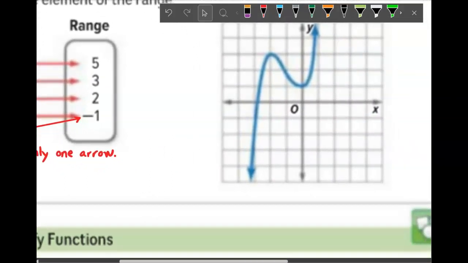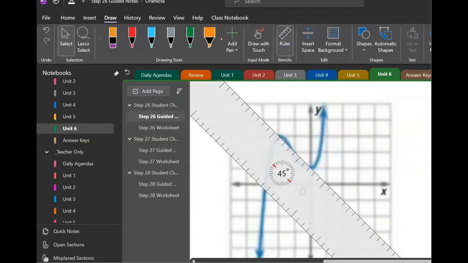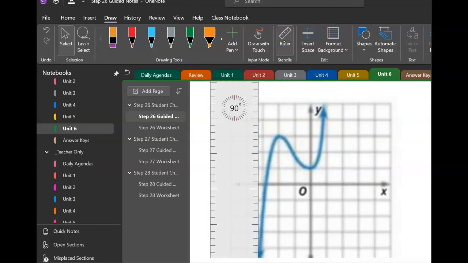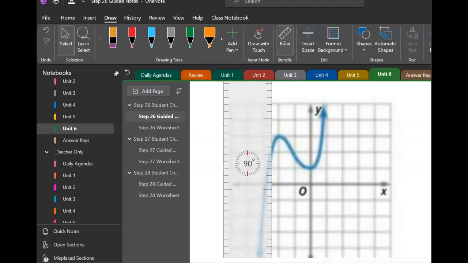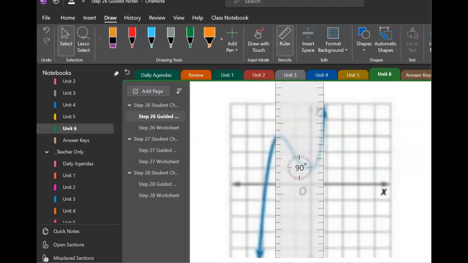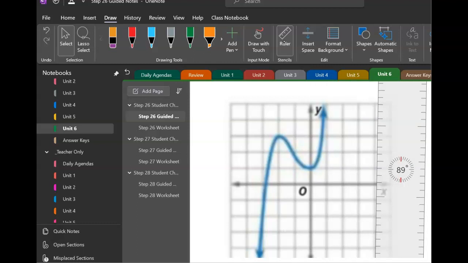If you can pass a vertical line over the graph, and I'm going to actually use a ruler to represent my vertical line, if I can pass this vertical line across the graph and only hit the graph at one point, I have a function. So this is an example of a function.